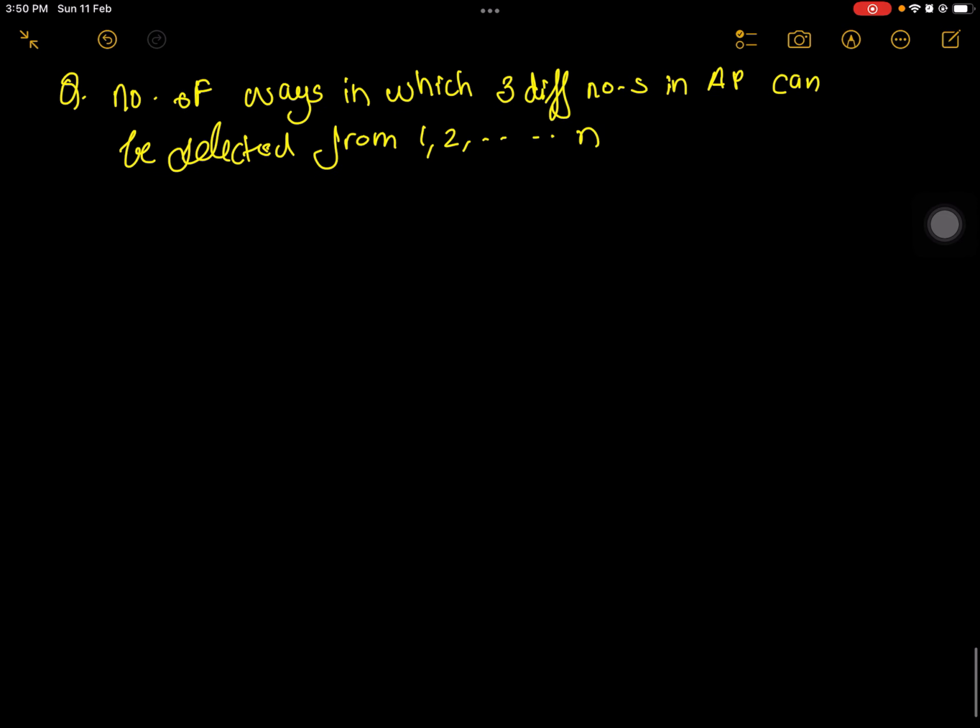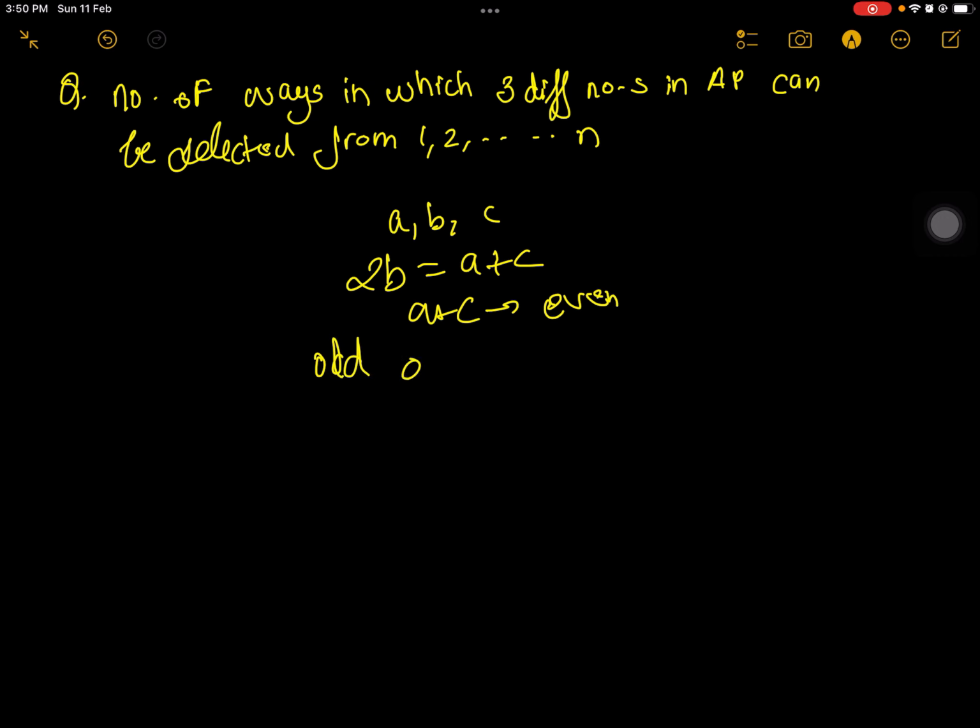So first of all in AP, let's say there's three numbers A, B, C. So 2B equal to A plus C. So A plus C is even. So that means it's either odd or even, right.